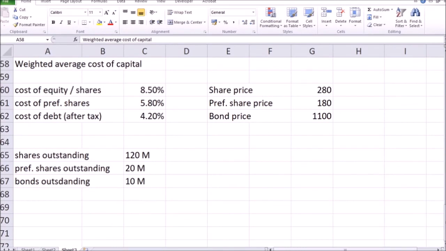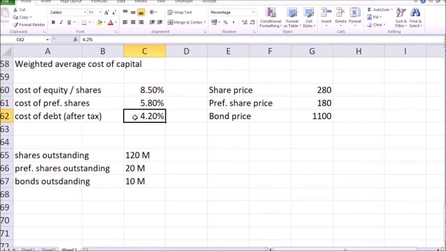And now that we've finally seen how to calculate the cost of equity, cost of preferred shares, and cost of debt after tax, we can combine all of them into the weighted average cost of capital. So with other numbers for this example, let's say the cost of equity, cost of common shares, is 8.5%, cost of preferred shares is, let's say, 5.8%, and let's say after-tax cost of debt is 4.2%.